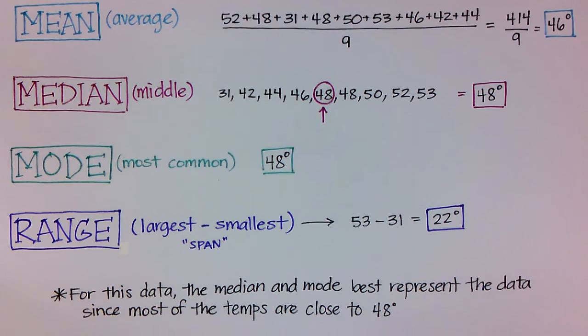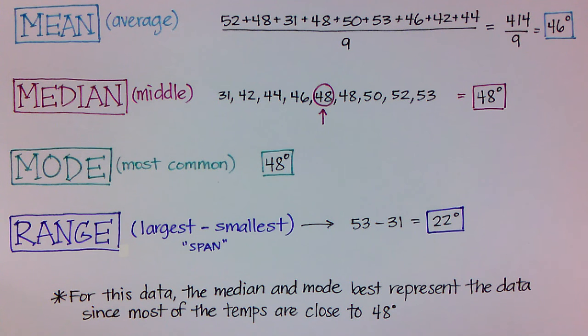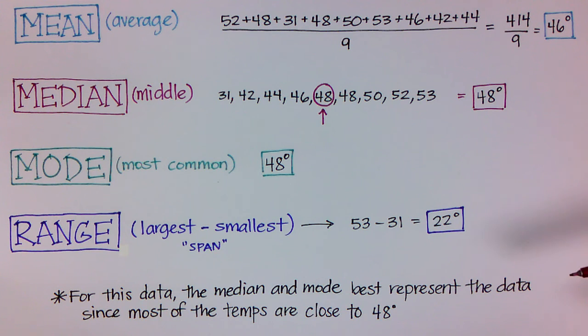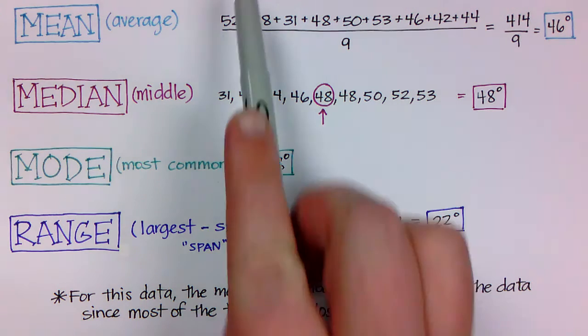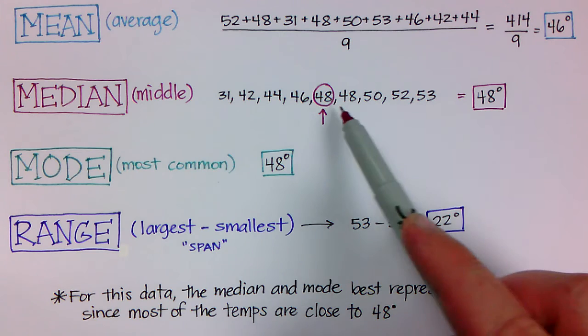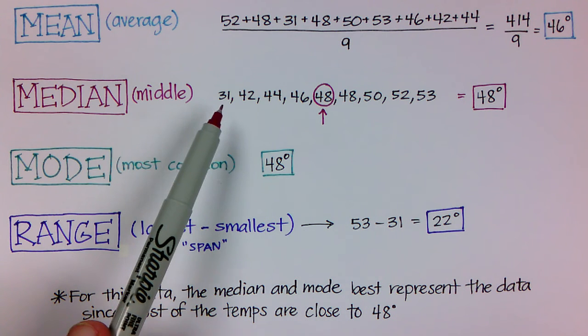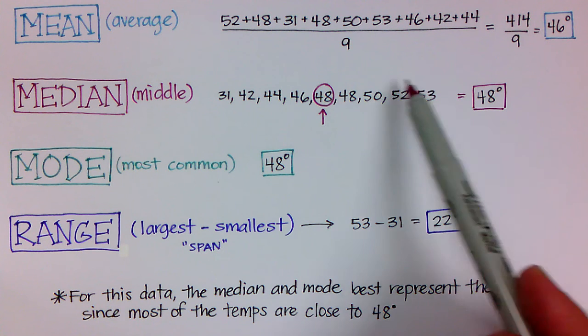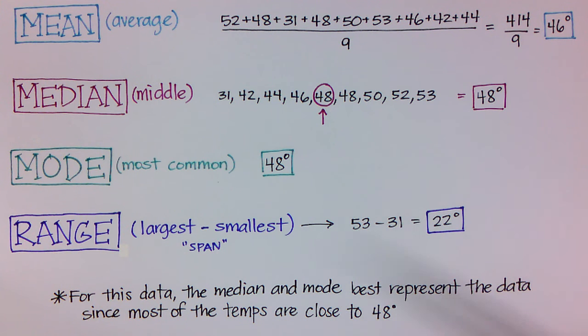So if I'm looking at all of these 4 different ways to represent my data, I would actually say that the median and the mode, which both gave me 48 degrees, would be the best representation of this data, because most of the temps as I'm looking are pretty close to 48 degrees. I have this 31 that's pretty far away, and that kind of affected the mean, or the average, by making it a little bit lower. But most of them are around 48 degrees. So that's why if I was going to make some notes about which one I think best represented my data, then I would probably go with the median or the mode. And this can change every single time.